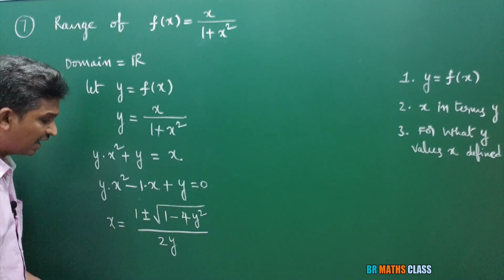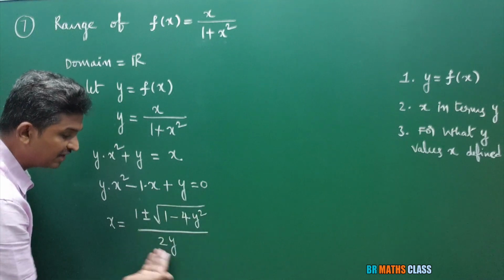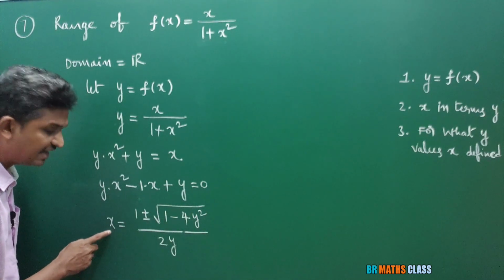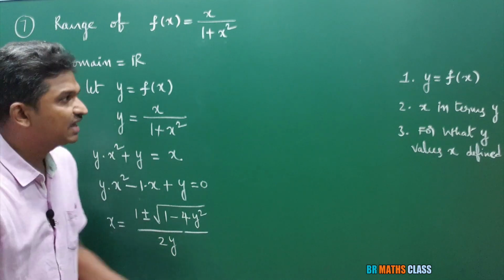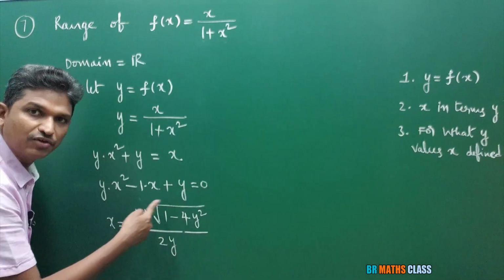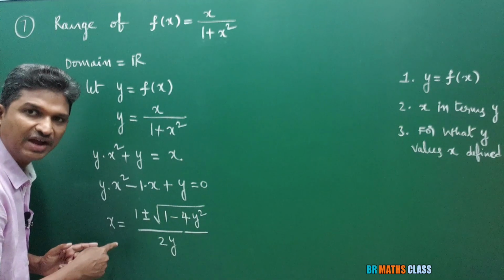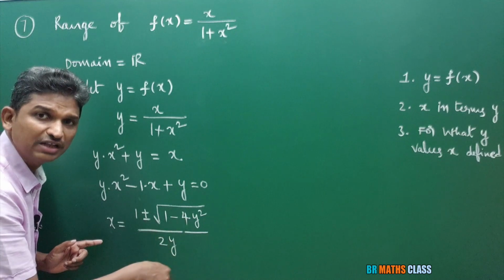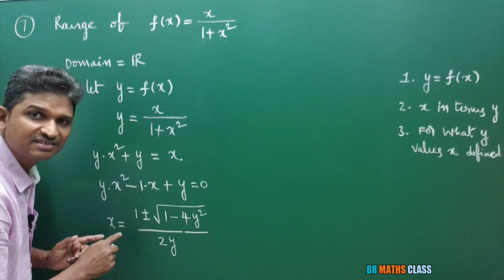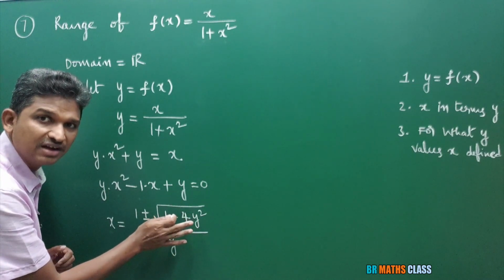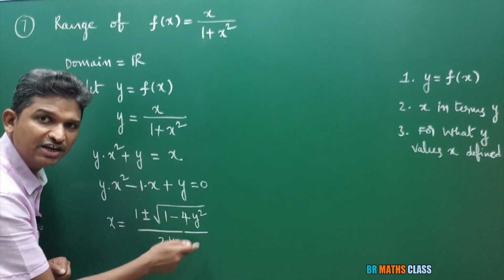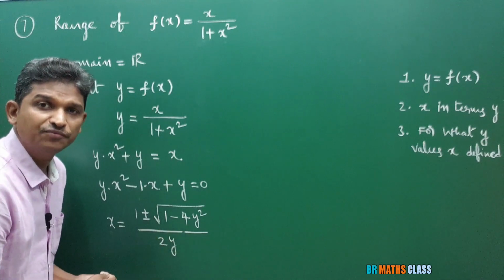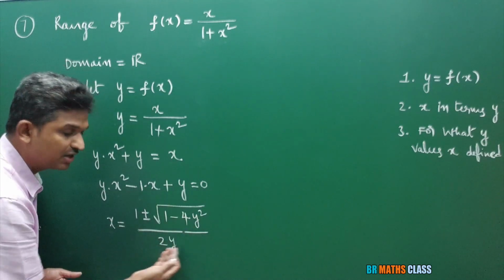Now you observe here, I got x completely in terms of y. See, this side x is not there. This is completely in terms of y. What happened? I have written x in terms of y. Second step is over. What is third step? For what values of y is x defined? That means you are trying to calculate domain of this part. x is defined means when this is defined. When this is defined means I am calculating domain of this function. You already learned how to calculate domain of the function. Now I will calculate domain of this part.